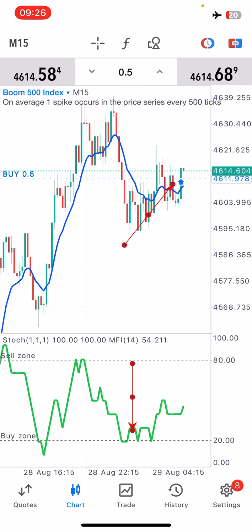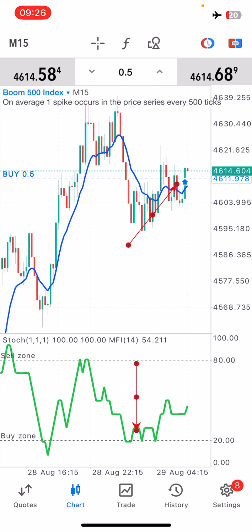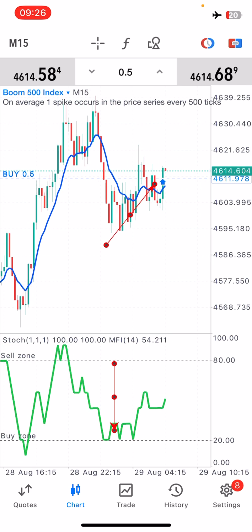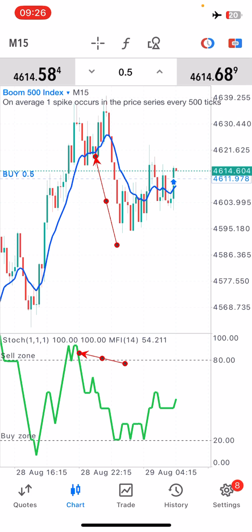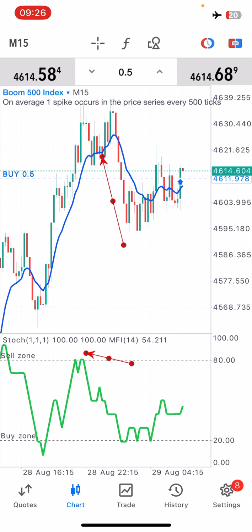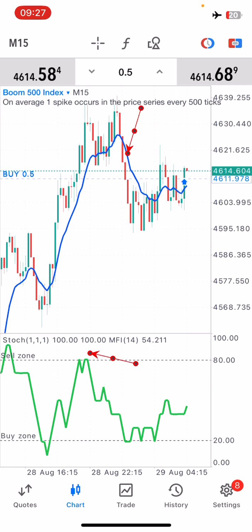Okay, maybe let's take a look at a sell scenario. A sell scenario will be something like this. We've got your green line being in your sell zone, and we've got candlesticks now crossing to be below your blue line. So once they got below here, they sold all the way down to this level.